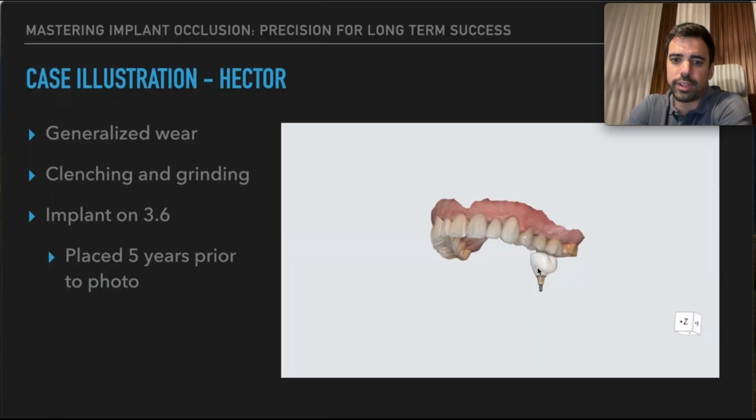The good thing about this case is that I've been able to restore the whole function in his mouth, and only then I'm placing the implant. This is a temporary one. If you see the different color, this is the temporary. And he stayed with the temporary for 6 months after we'd done everything.